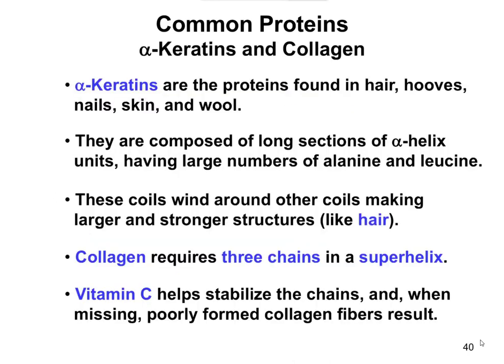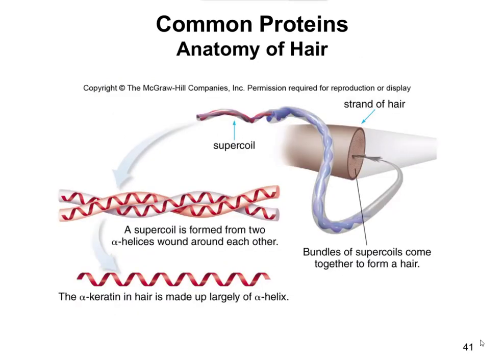Going back now to the previous slide, collagen requires 3 chains together in a superhelix. Vitamin C helps stabilize these chains in the formation of collagen. So one important thing for vitamin C is to help form these collagen units. That's an important job of vitamin C.